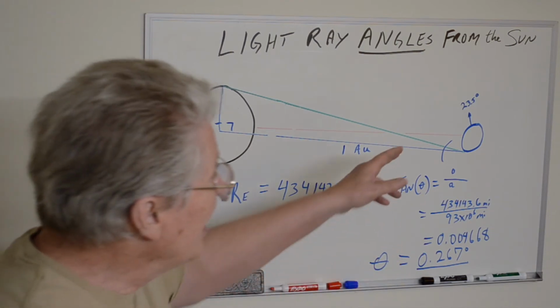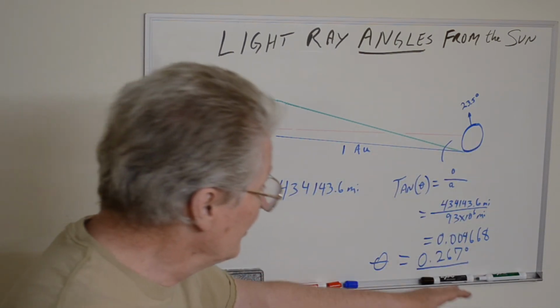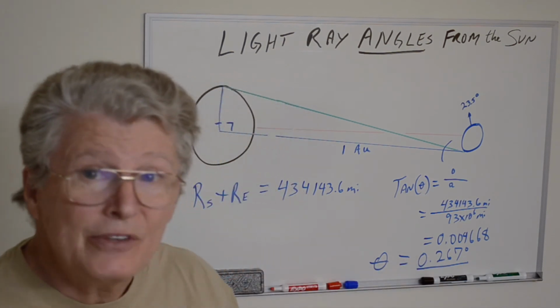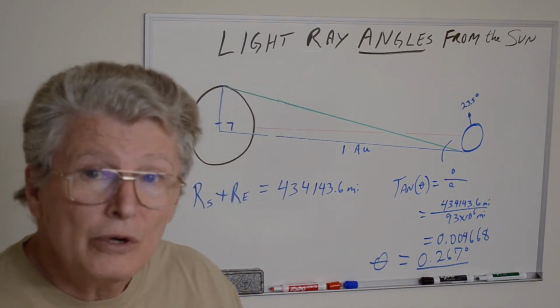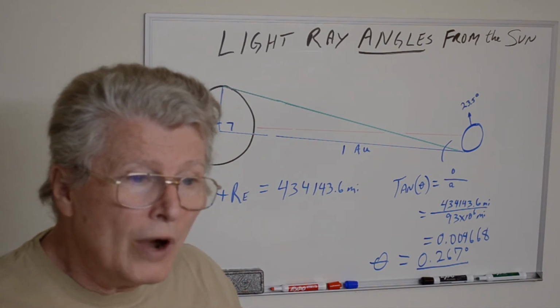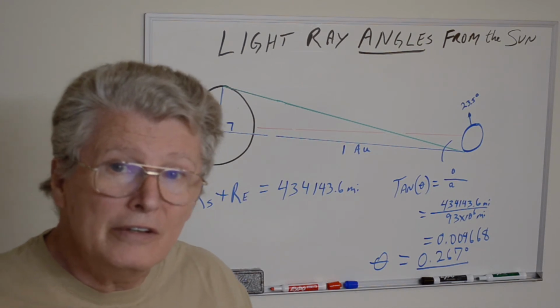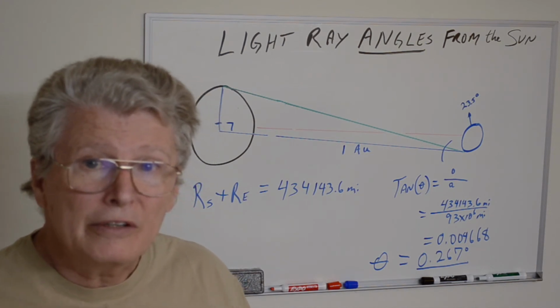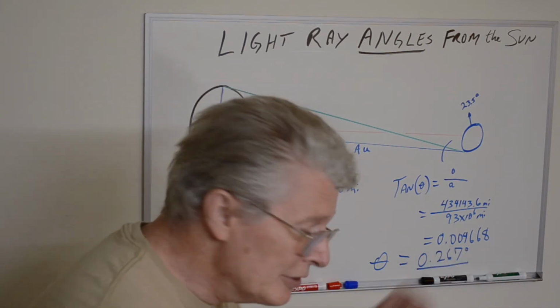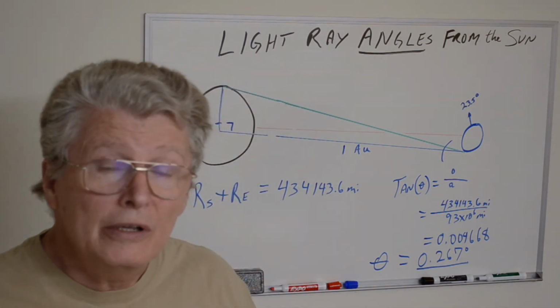Well, 23.5 degrees is a huge number compared to 0.267 degrees. In other words, for the amount of watts per square meter that is hitting the Earth, the difference is insignificant. This is nothing. 0.267 degrees is so tiny it can be safely ignored.